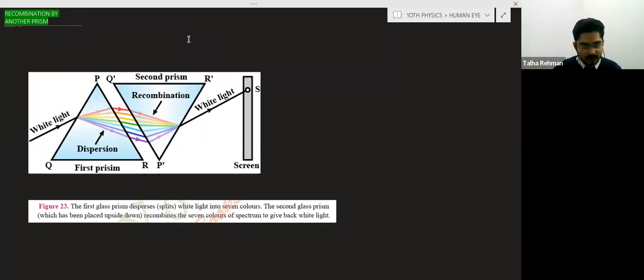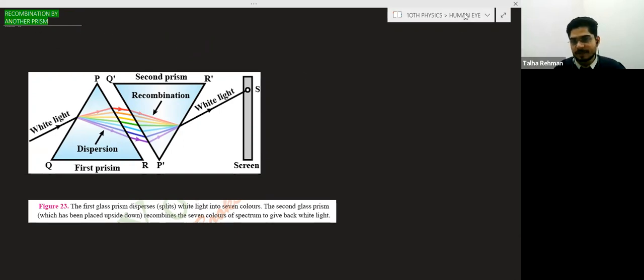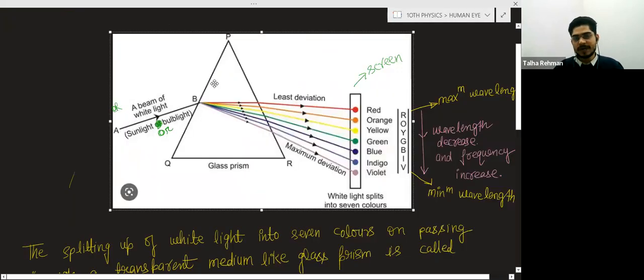Okay. Now recombination with another prism. Now earlier what is happening? Earlier what you have done here: here one light and here is one prism. A ray of light and one prism is there. So finally you are getting 7 colors.